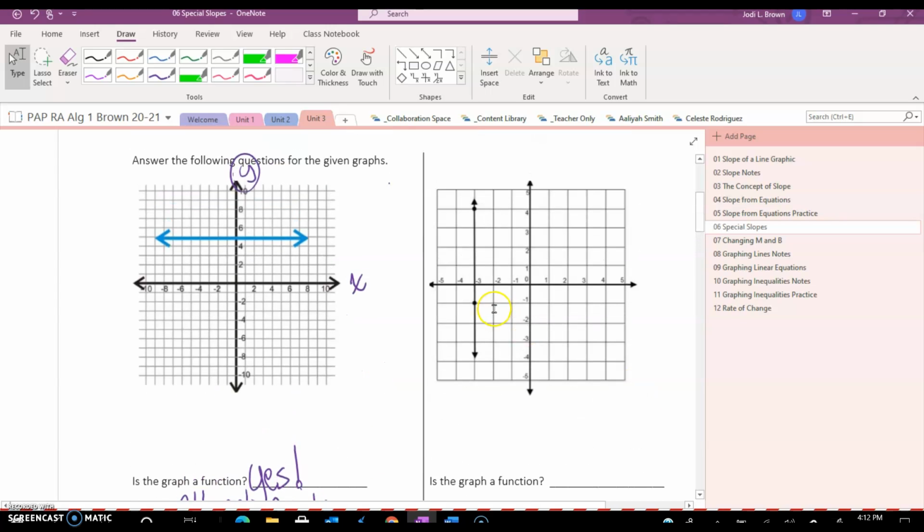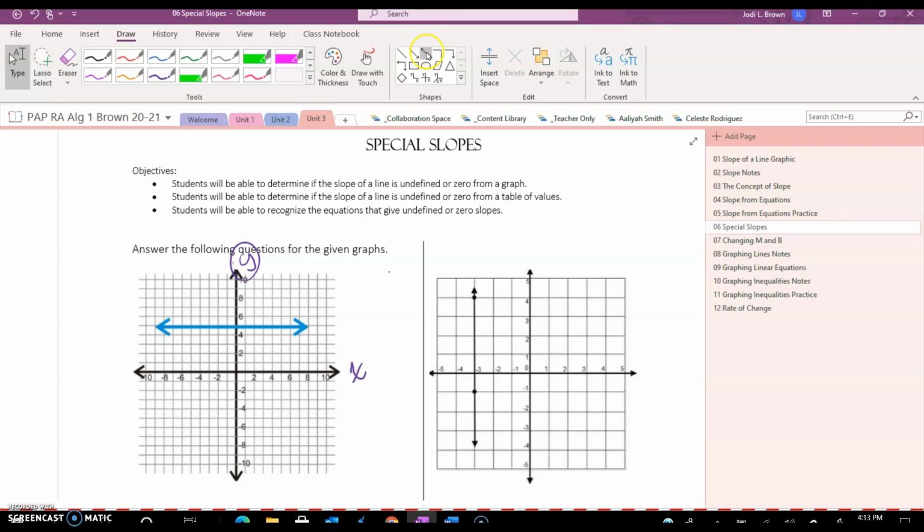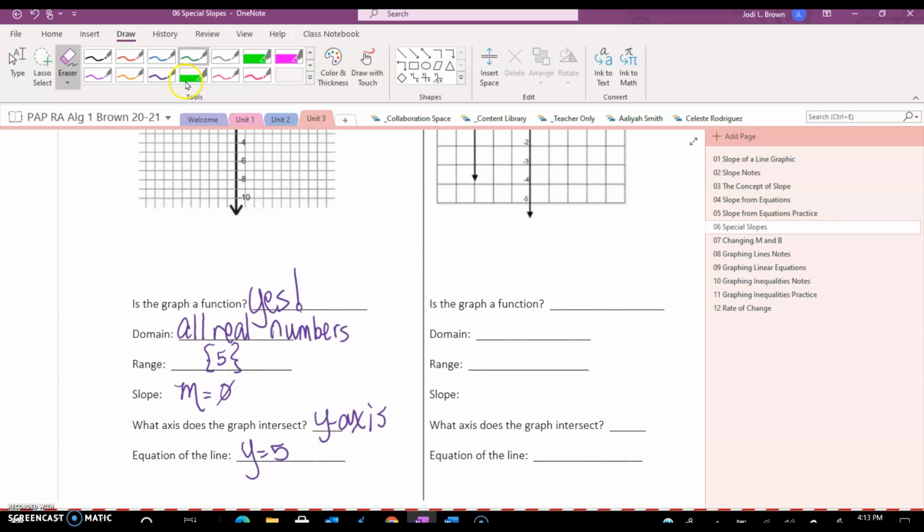Okay, so look at this graph. Is it a function? Think of the vertical line test. If I drew a vertical line, would it touch it in more than one place? Well, yeah, if I put it right on top of it, it's going to touch in more than one place, right? Okay, so is that a function? No, it is not a function.